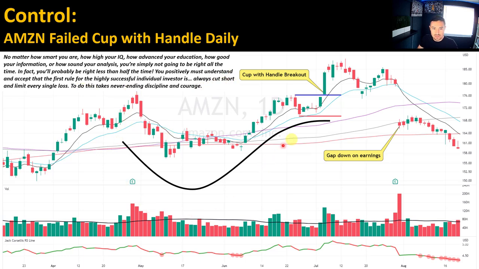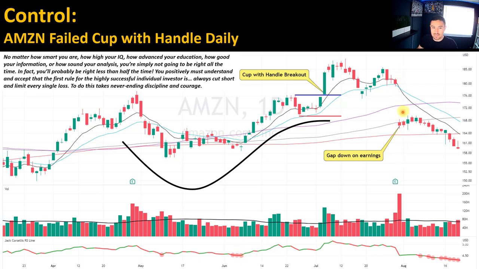So here's Amazon, cup and handle, a little bit dodgy cup and handle. What do you notice about the relative strength line? See how it's actually hitting 52-week lows here? So in a lot of the examples that you've seen throughout this presentation and in part one, what did you notice? Actually, it was 52-week highs coming through, not 52-week lows. So Amazon showing a lot of relative weakness versus the market, versus the S&P 500. This is a free tool. Search my name on TradingView and you will find it.